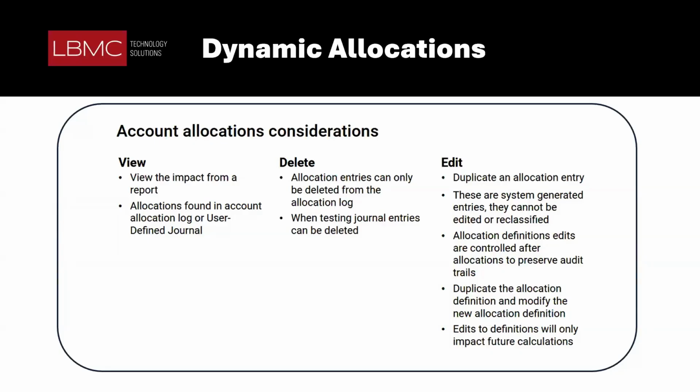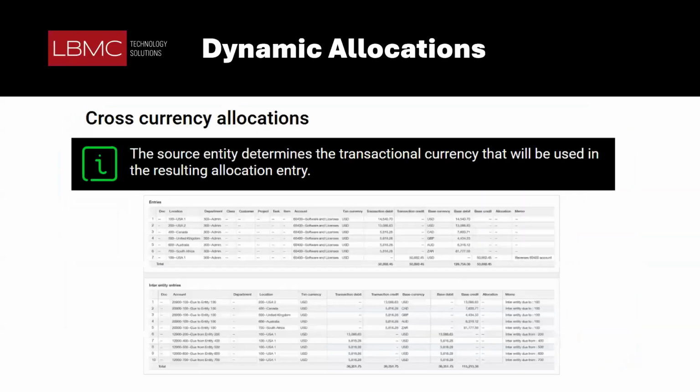Now, some different ideas or other ways that allocations can be used within the system. You have where allocations can be used as a cross-currency allocation. Do know that the currency in the source entity would determine the transaction currency that will be used for your allocations. So you can allocate different currencies from one entity or one dimension and have that be updated within the system based off that base currency.